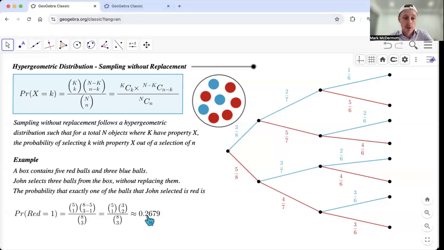I just want to show you how to compute it. So 5, choose 1 multiplied by 3, choose 2, all over 8, choose 3 is 0.2679. So that's the probability that he selects exactly 1 red ball.